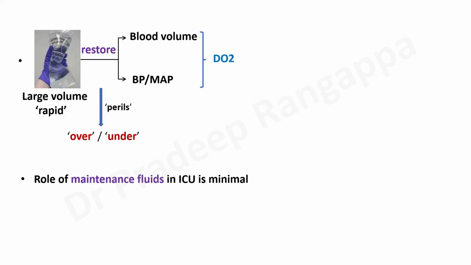It is important to understand that the role of maintenance fluid in ICU is minimal. If someone does not need fluid, there's no need to keep giving an IV fluid infusion of 75 ml or 100 ml an hour and so on. If you're giving fluids, it is with an intent that you're improving the blood volume, with an intent to improve the oxygen delivery.